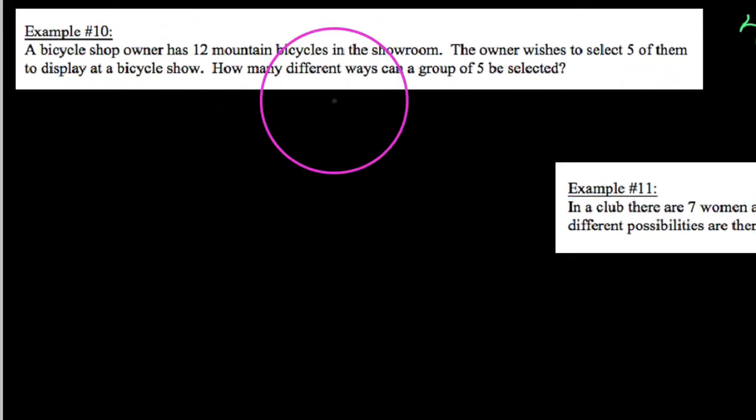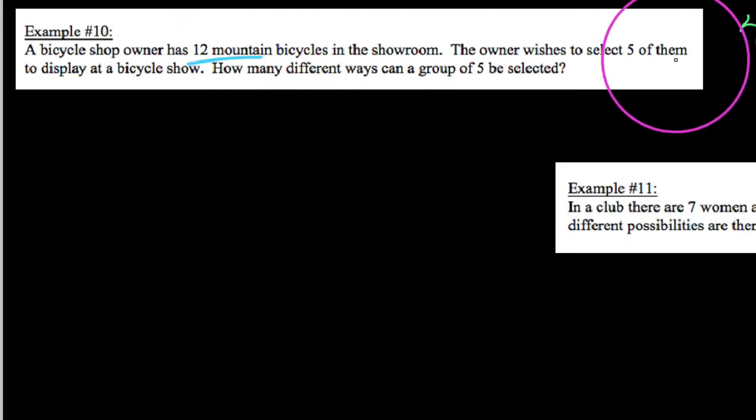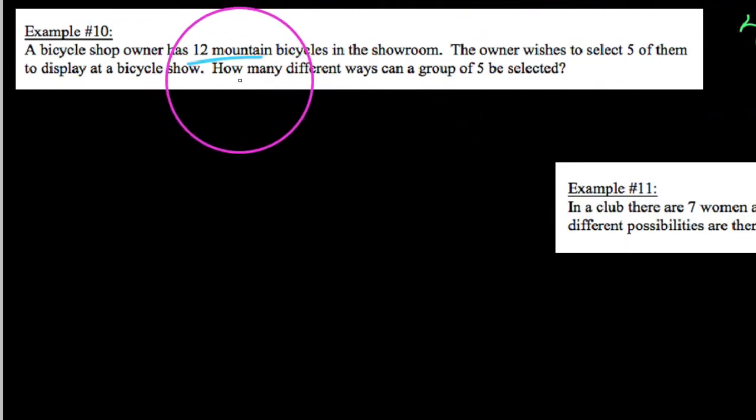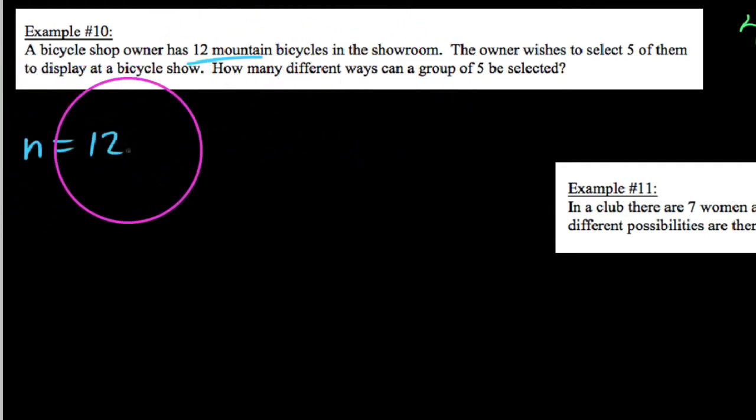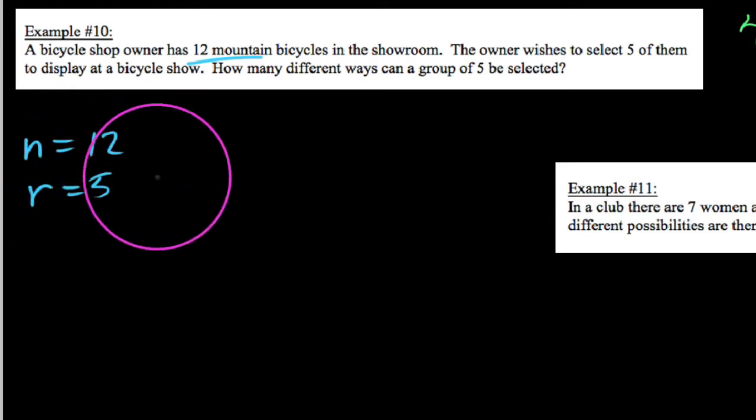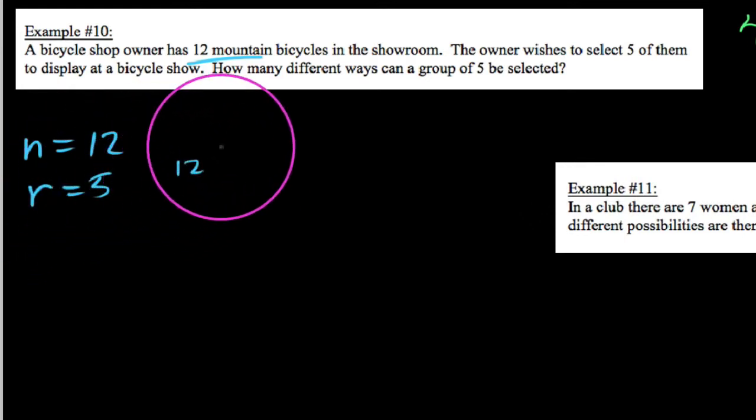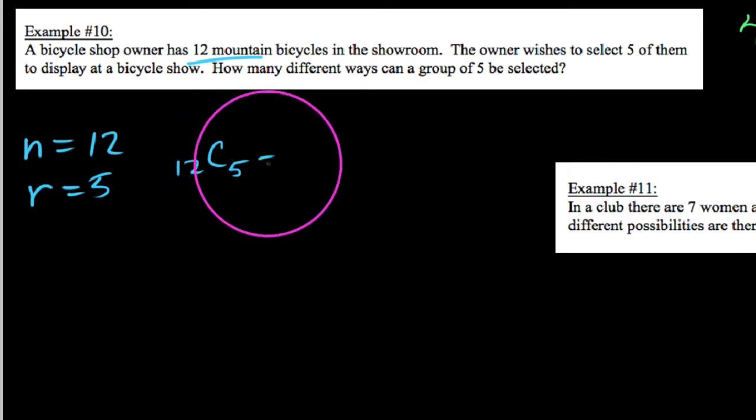So let's look at examples 10 and 11. We say, example 10, a bike shop owner has 12 mountain bikes in a showroom. So 12 total things. Wishes to select 5 of them to display at a bicycle show. So it doesn't matter what order they're sitting in at the bike show. We just need 5. So in that case, we say, well, n, in this case, we've got 12 total bikes, and we only want to choose 5 at a time. So our combinatorial expression looks like this, 12 choosing 5 at a time.